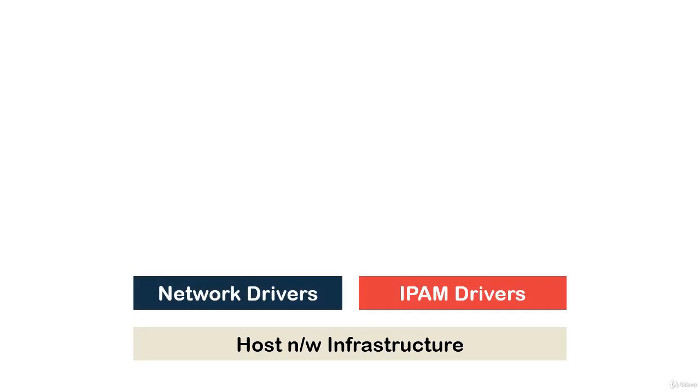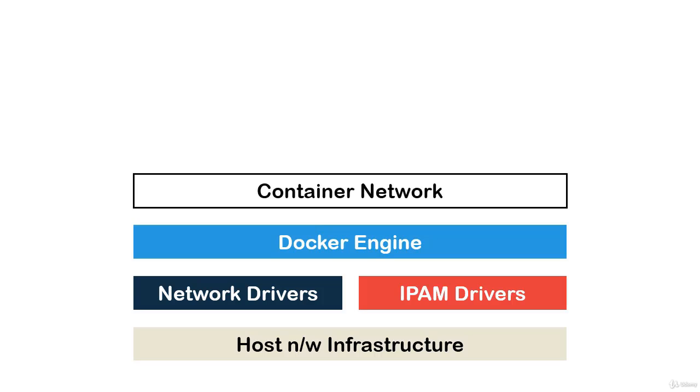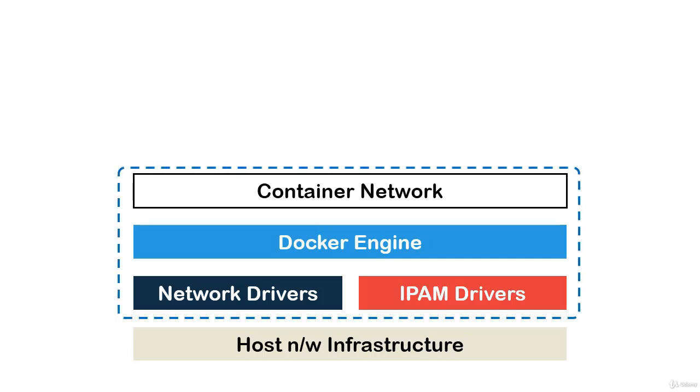On top of that, we have Docker networking drivers, which include network and IPAM drivers. We just recently stated that functionality briefly in last lecture. On top of these drivers, we have Docker Engine, which creates individual network objects. As you might have guessed, user-defined or default container network objects fall on top of Docker Engine since they are provisioned by it. These blocks are a part of Docker itself.